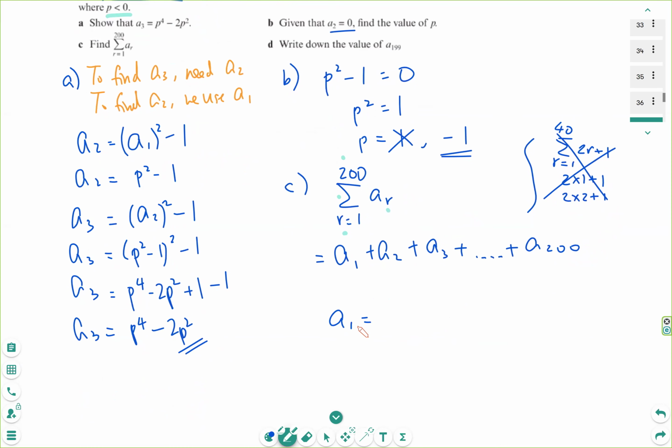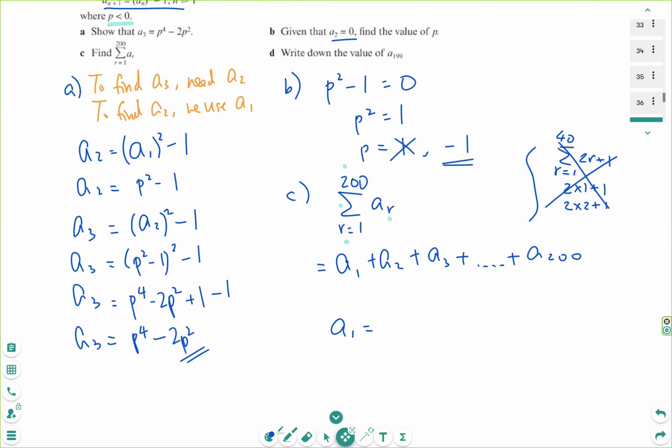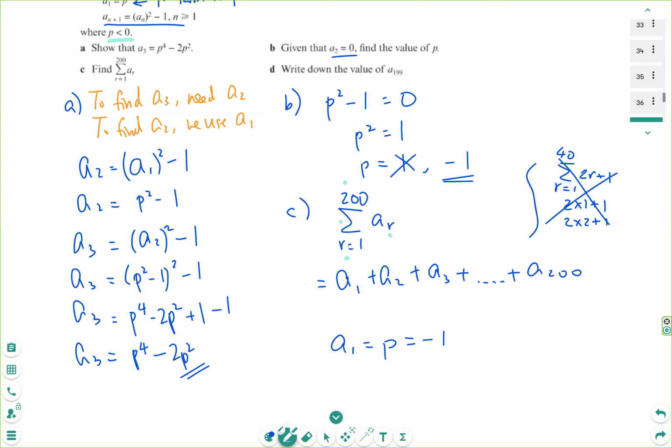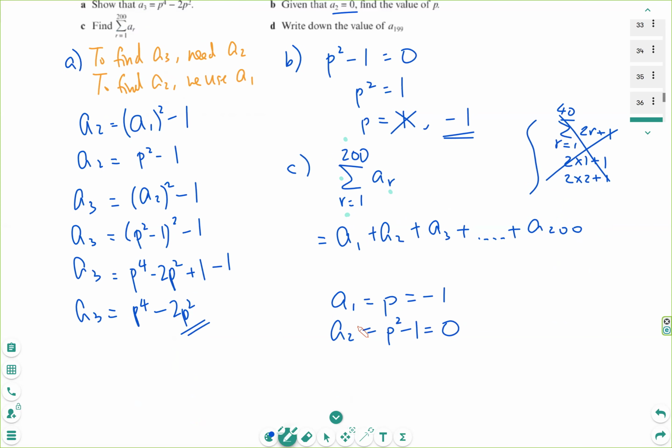Now we know P equals minus 1. So A1 was P, so A1 is minus 1. A2 is P squared minus 1, so minus 1 squared, 1 minus 1 is 0. Put it in a calculator, by the way. This is dangerous, don't do mental maths. A3 is P to the power 4 minus 2P squared, something minus 1 in there. Minus 1 to the power 4 minus 2 times 1, which is minus 1.